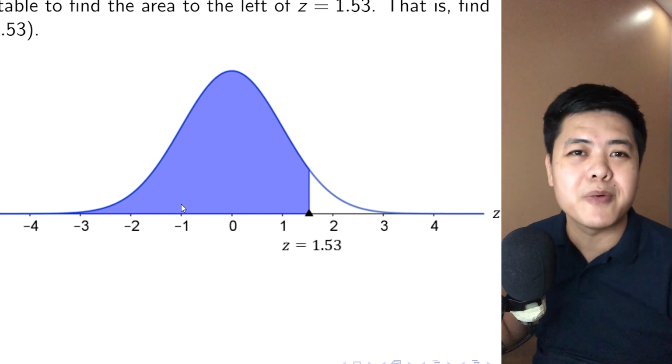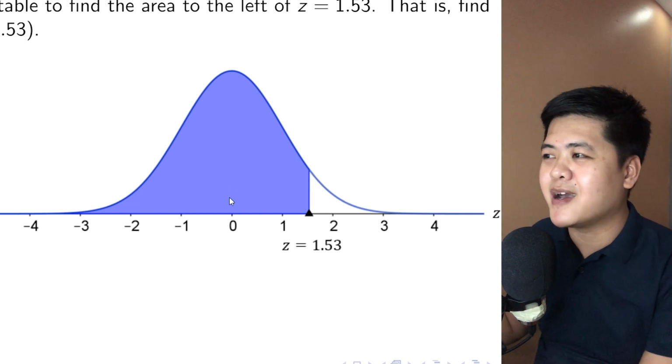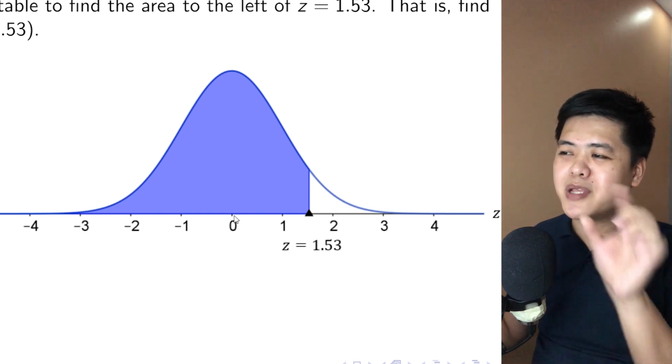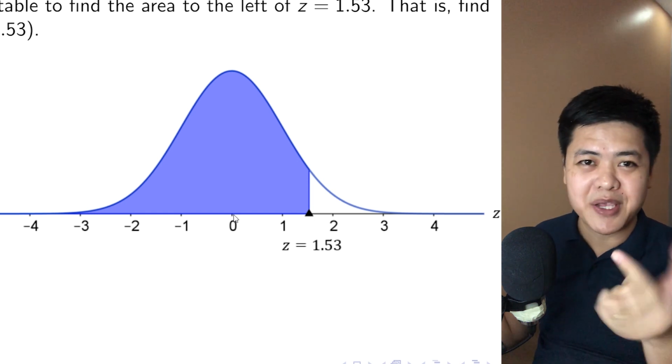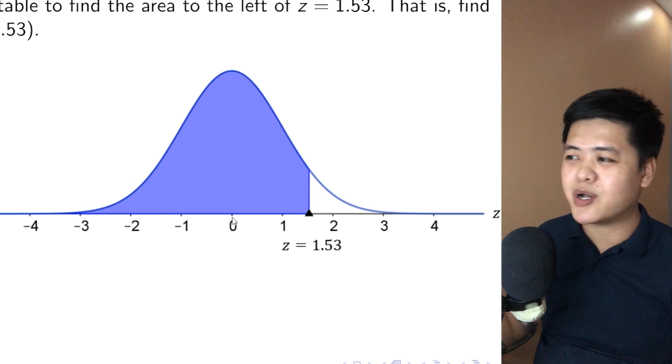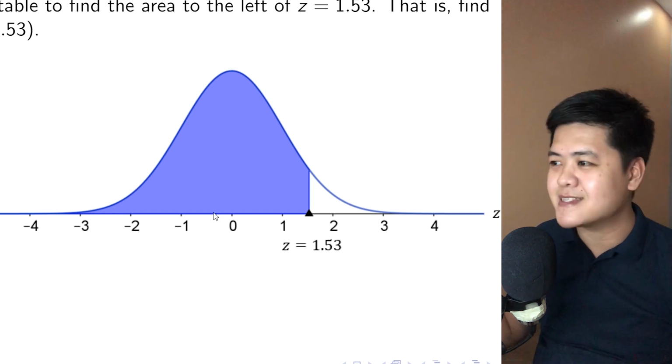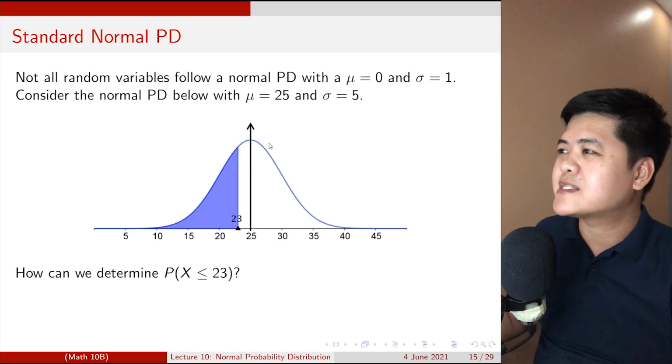Yung ibang table, yung mga unang table, kalahati lang nung area yung binibigay. So, hanggang 0.5 lang sila. Kasi, ikaw na lang yung bahalang kumuha ng kabila kasi mirror image lang. Remember, symmetric with respect to the vertical axis na dadaan dun sa mean. Okay, so let's have this example.